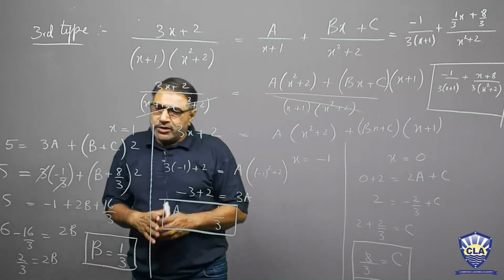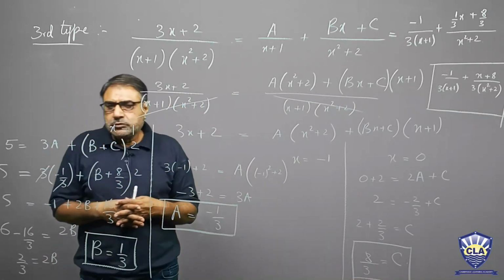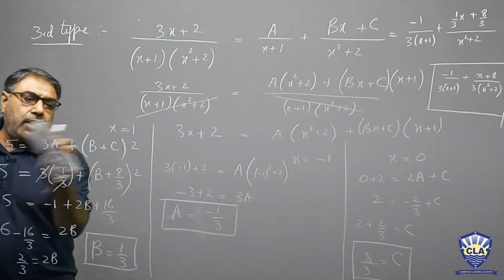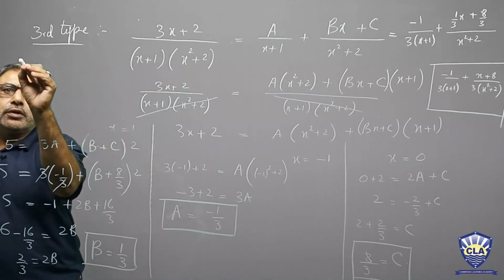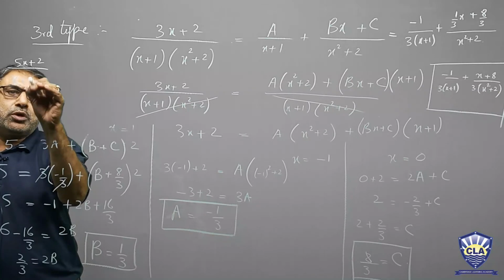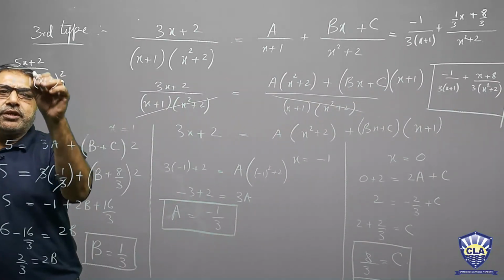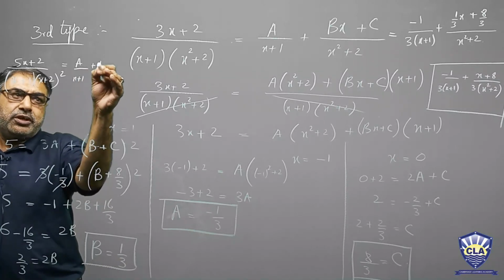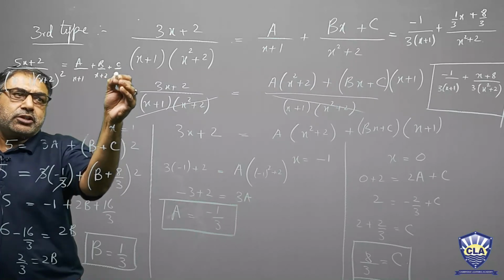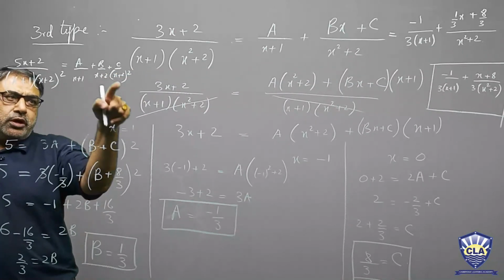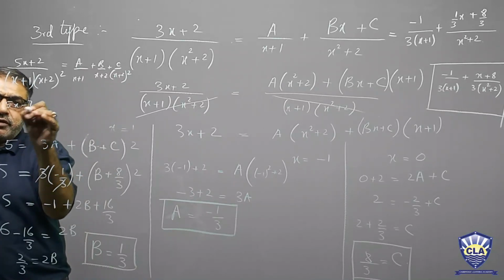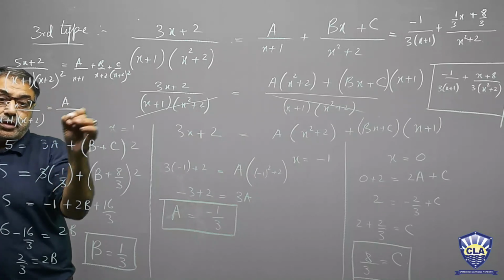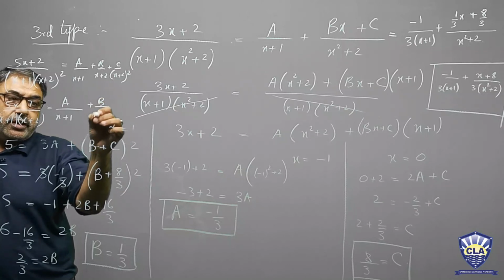These are the three types, and all the types depend on the denominator. If we have in the denominator 5x plus 2 over x plus 1, x plus 2 whole square, then it is the second type, whole square. It will open like this: a over x plus 1 plus b over x plus 2 plus c over x plus 2 whole square. Without square, with square. And if we have 5x minus 7 over x plus 1 and x plus 2, it can be written like a over x plus 1 plus b over x plus 2.